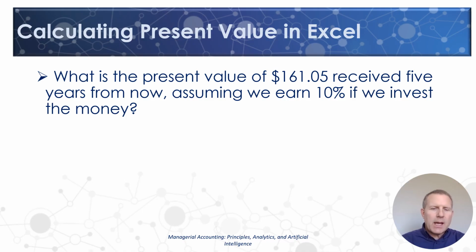The first question asks us to figure out what the present value of $161.05 would be, if we received that $161.05 5 years from now, assuming we earned a 10% rate of return if we had invested the money. So again, what is the present value, today's value, of that $161.05 that we'd receive 5 years from now, assuming we had invested today's value at a rate of 10% interest?